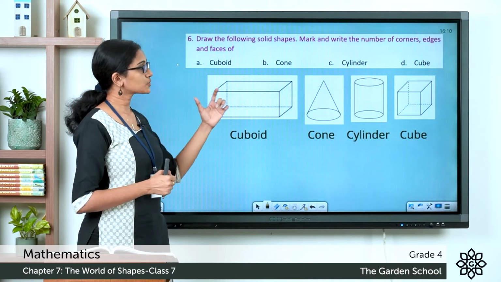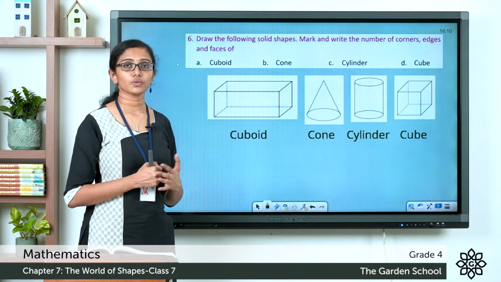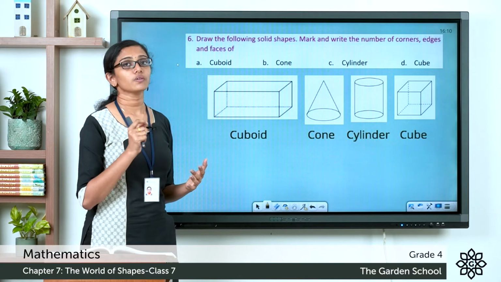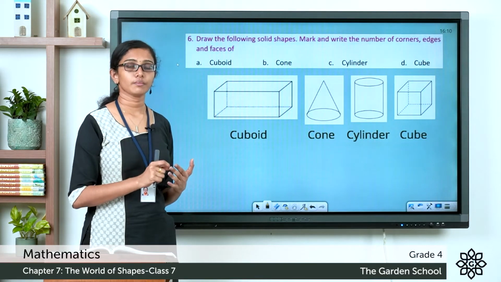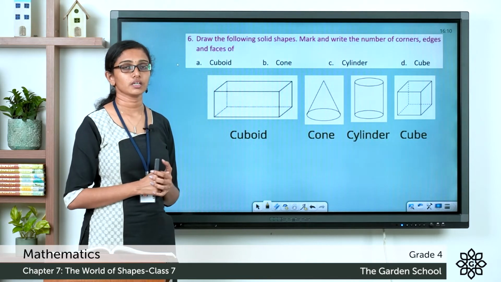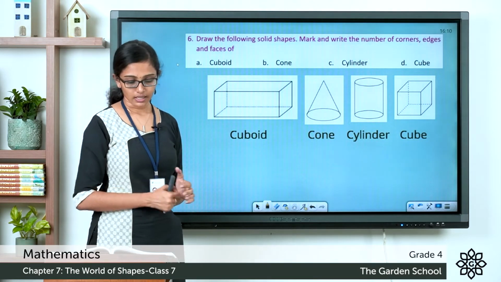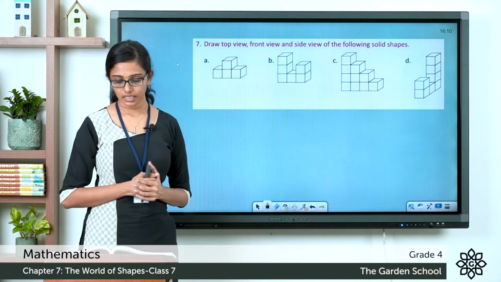You have to draw each of these shapes in your notebook, and for each shape you have to write the number of faces, the number of vertices or corners, and the number of edges in each case. So I hope you are clear with this. Now let's move on to the 7th question.